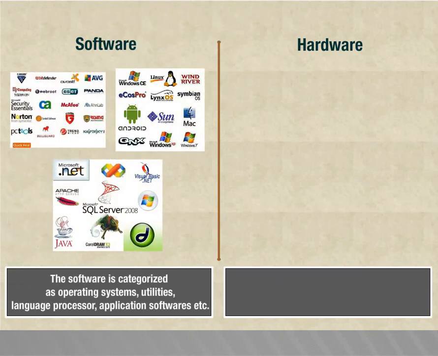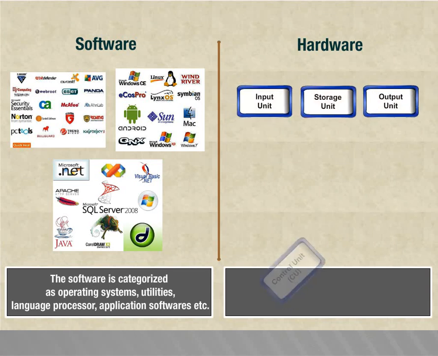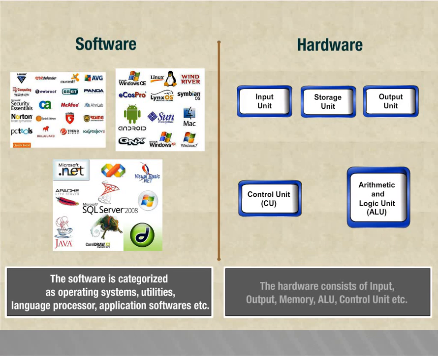The software is categorized as operating systems, utilities, language processor, application softwares, etc. The hardware consists of input, output, memory, ALU, control unit, etc.